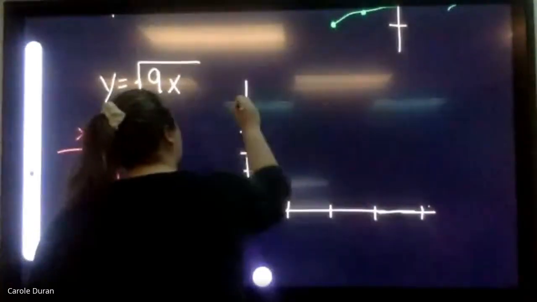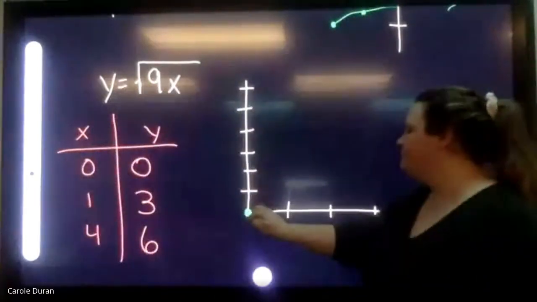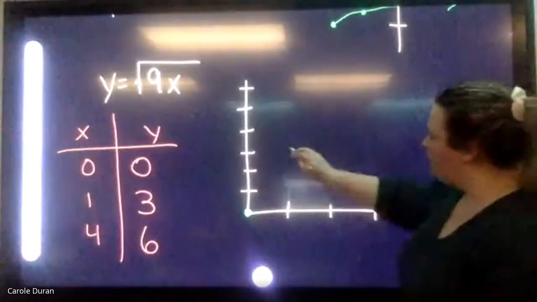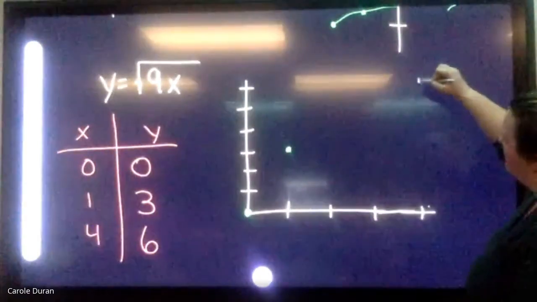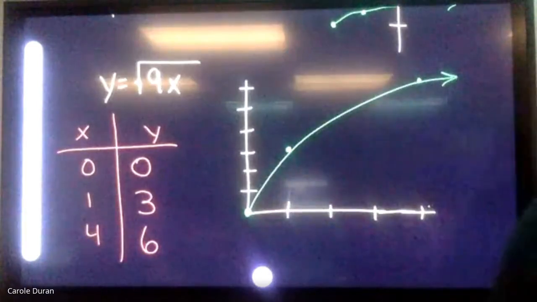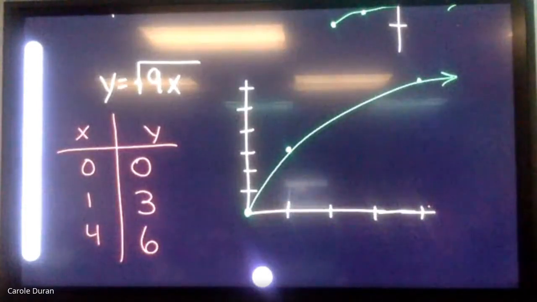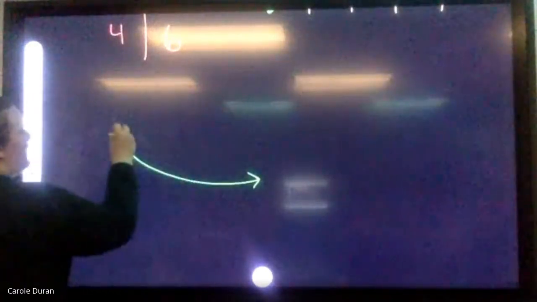First one was 0, 0. Then I had 1, 3. And then I had 4, 6. And you draw your curve. It is possible when you're graphing these, depending on what the numbers come out to be, to get a graph that looks like this. That's okay too. Just follow where the points are taking you. Okay, that is a perfectly acceptable graph.